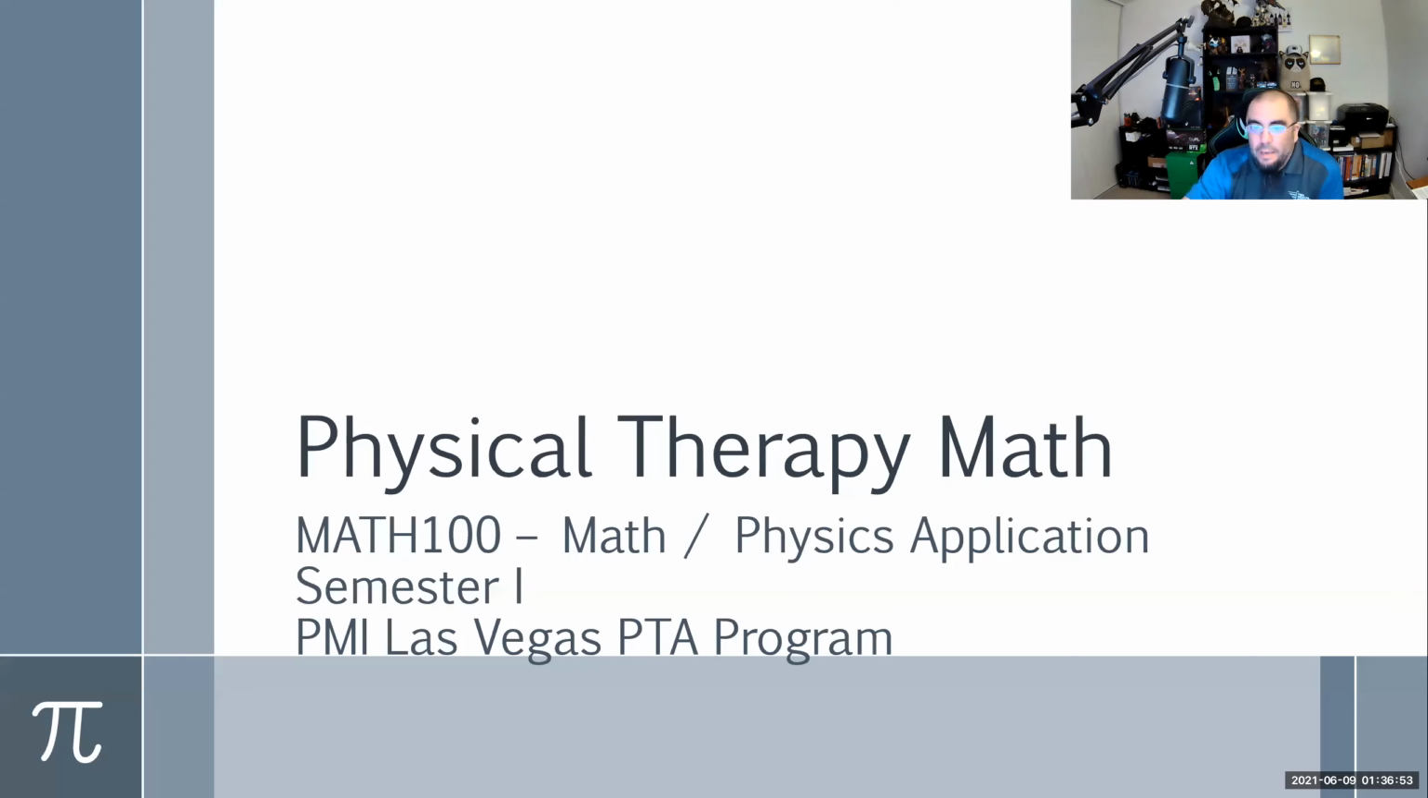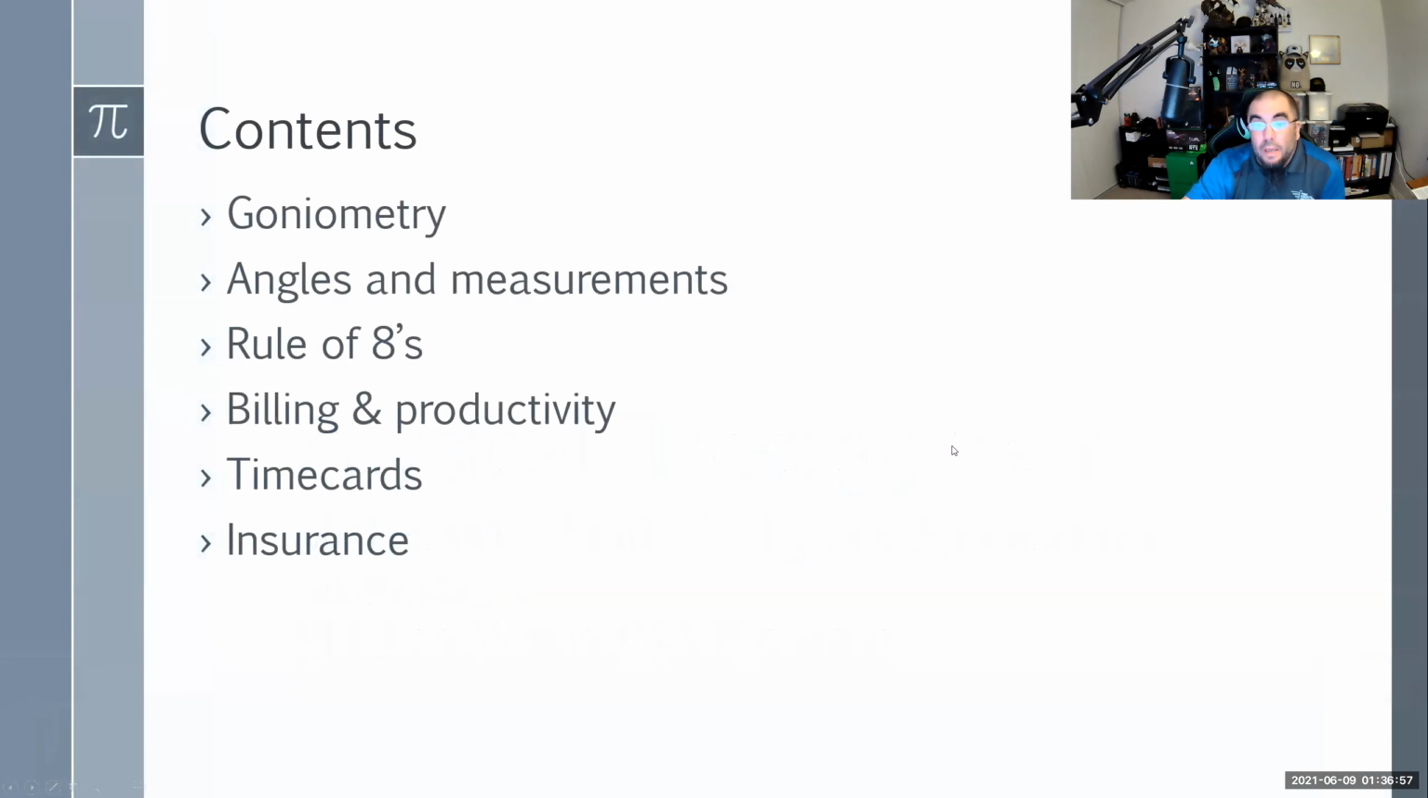So I'm going to switch gears. We're going to talk about physical therapy math now. So this is the meat and potatoes of what you came into physical therapy for, right? So we're going to talk about some things then. We're going to talk about goniometry. We're going to talk about angles and measurements, the rule of 8s, billing and productivity, time cards, and a little bit about insurance.